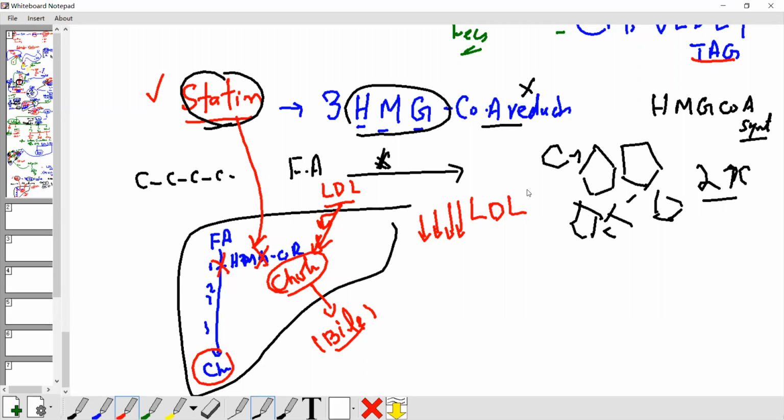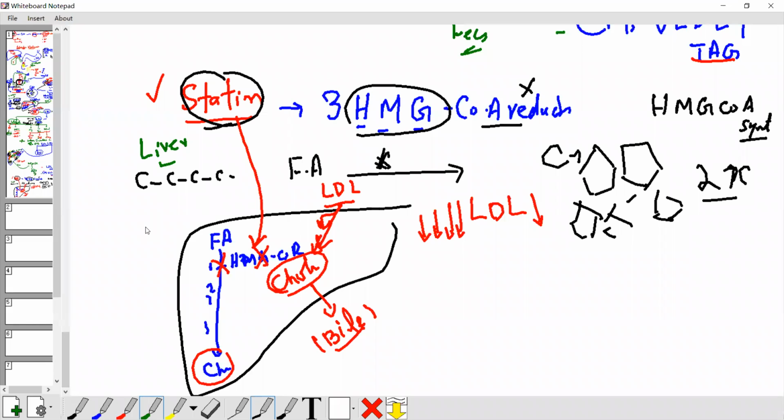So what happened inside the blood circulation? Inside blood circulation, the LDL level decreases. Understand this idea? This concept clear about the statin? What is the site of action of statin? The site of action of statin is the liver. Of course, the enzyme is present in the liver, so this drug must go inside the liver.